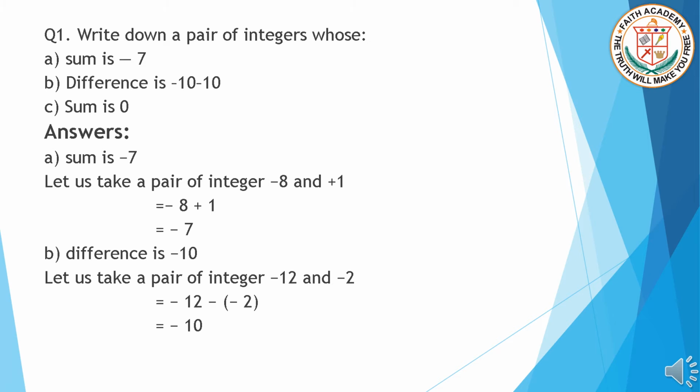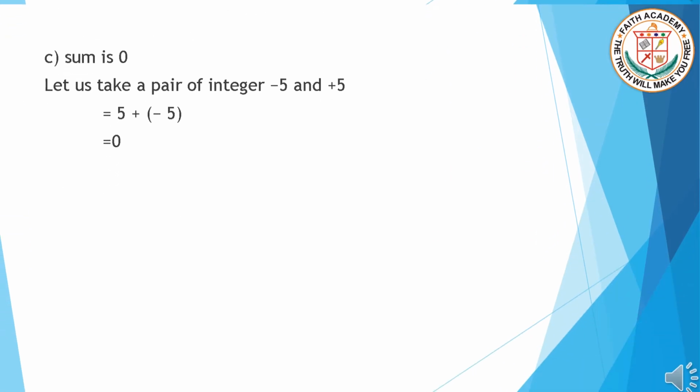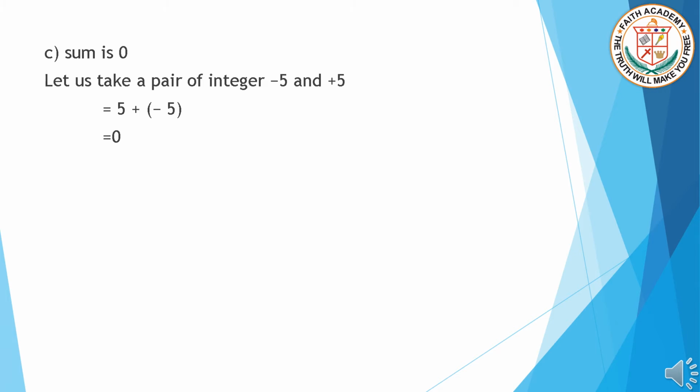B part says that difference is minus 10. So I have to take such a pair of integers whose difference comes out to be minus 10. I've taken here minus 12 and minus 2. You can take any pair of integers. Minus 12 and minus 2 subtracted gives us minus 10. C part, sum is 0. Children, you have to remember that you can take any pair of integers. I've taken here minus 5 and plus 5. Minus 5 and plus 5 when added together gives us 0.